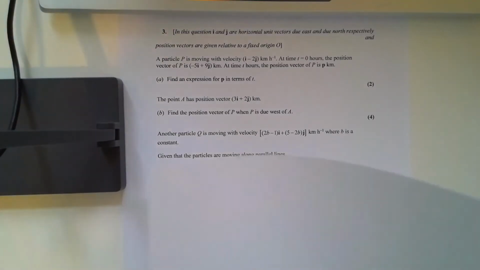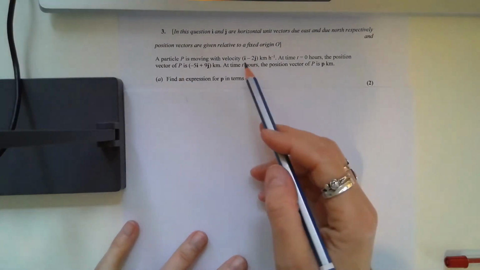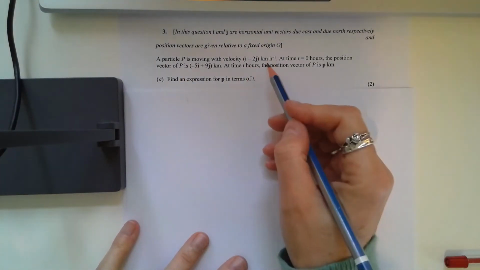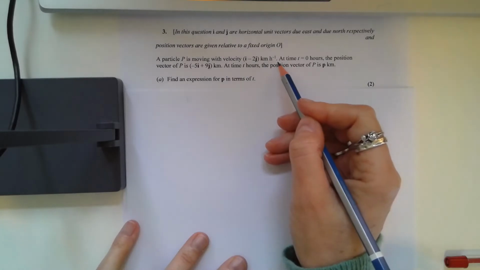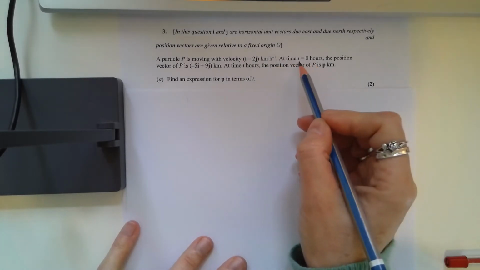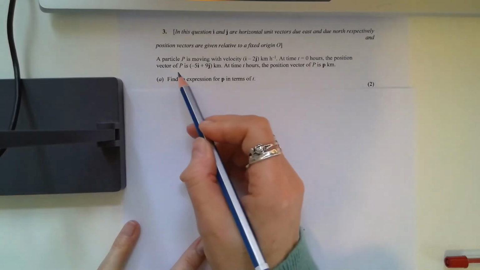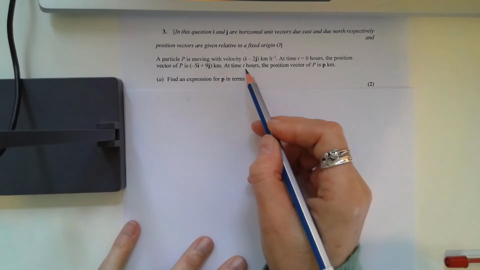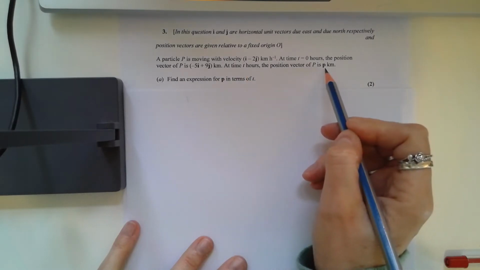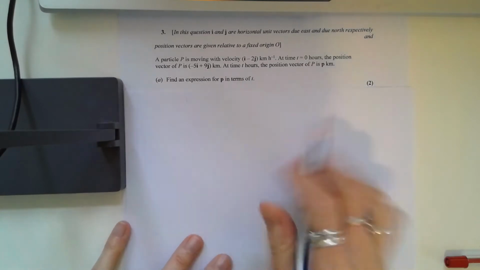Question 3. A particle P is moving with velocity i minus 2j kilometers per hour. So it's moving with constant velocity, no acceleration. At time equals 0, so initial position is this, and then at time t, its position is p. Find an expression for p in terms of t.